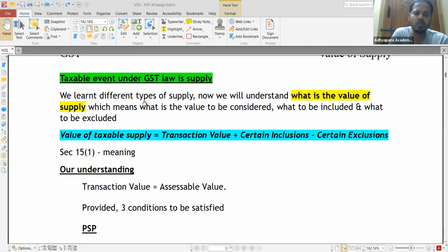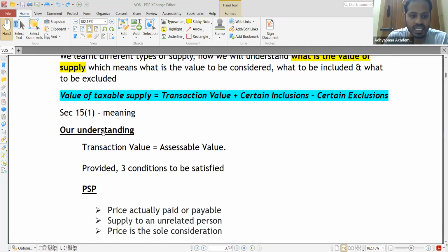The value of taxable supply is transaction value plus certain inclusions minus certain exclusions. To understand this, first you have to know what transaction value is, then what the inclusions are, then what the exclusions are. If you exclude properly, then the value of supply will be correct. Section 15 subsection 1 gives the meaning. It is the basic section for value of supply.